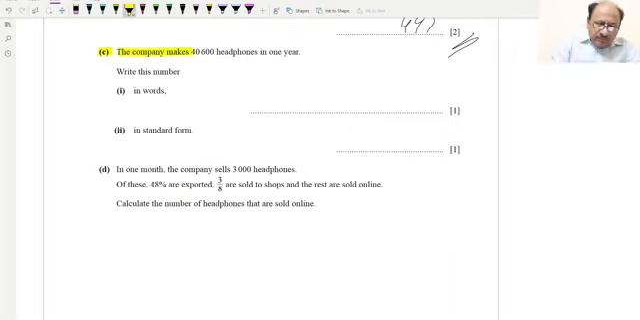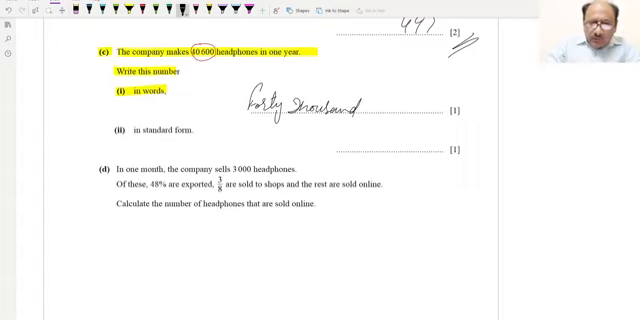Now part C. Part C says the company makes this many headphones in 1 year. Write this number in words. So this is 40,600. We can write it here in words. This is for 1 mark, and then they are asking for it in standard form.